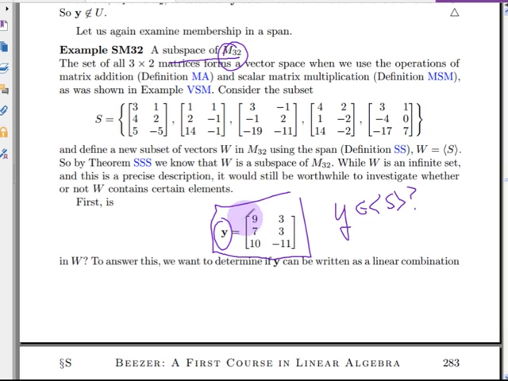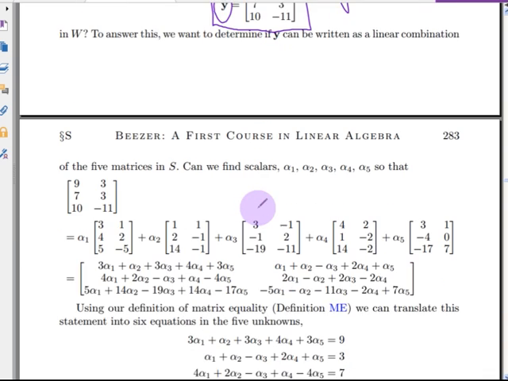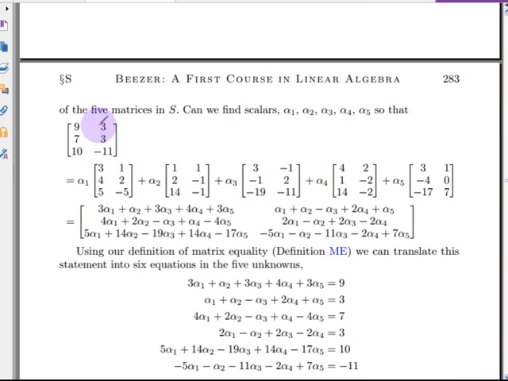All right, well, we can use the same sort of strategy. If y is in the span, then y can be expressed as a linear combination. We can write an arbitrary linear combination, and once we do, we will obtain equations for the constants. So let's see how that plays out. Okay, here's our matrix. We want to tell if that's in the span. So here's our arbitrary linear combination of the 5 vectors in S, that span S.